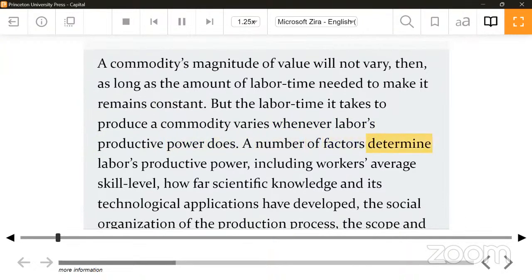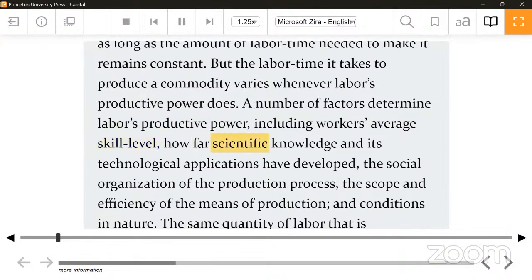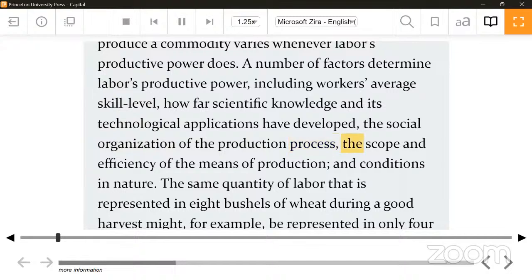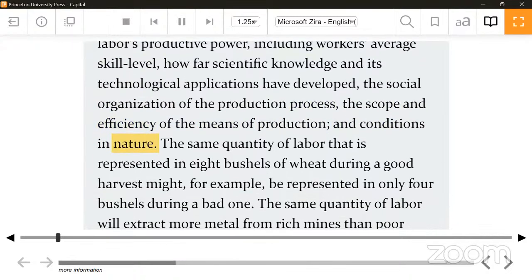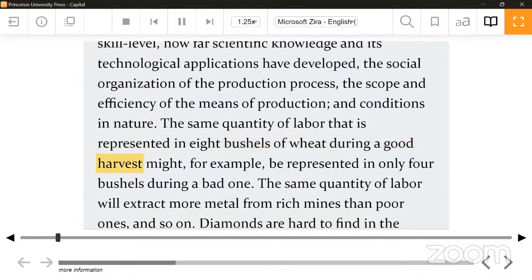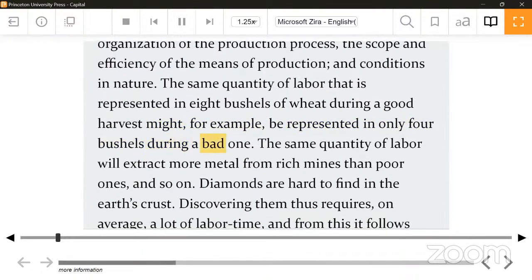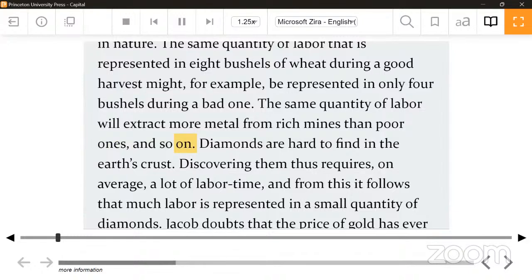A number of factors determine labor's productive power, including workers' average skill level, how far scientific knowledge and its technological applications have developed, the social organization of the production process, the scope and efficiency of the means of production, and conditions in nature. The same quantity of labor that is represented in 8 bushels of wheat during a good harvest might, for example, be represented in only 4 bushels during a bad one. The same quantity of labor will extract more metal from rich mines than poor ones, and so on.